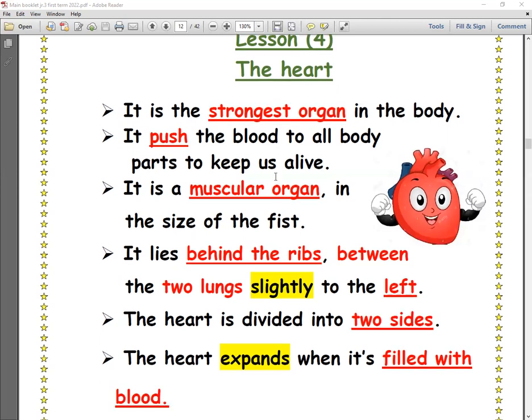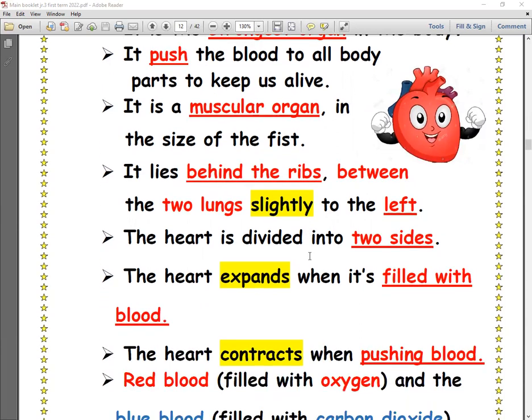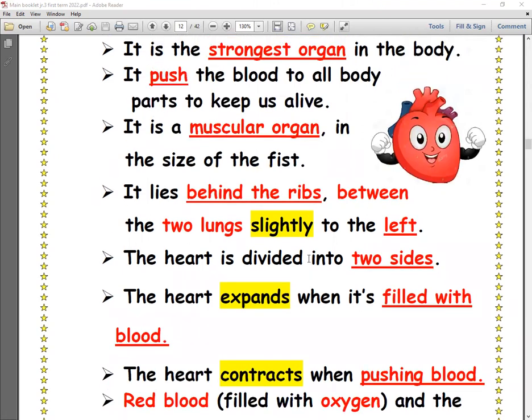Okay, junior 3. After that, where is the heart? The heart lies behind the ribs. You know the rib cage? Yes, the heart lies behind the ribs or behind the rib cage, and exactly between the two lungs, and it goes slightly to the left.